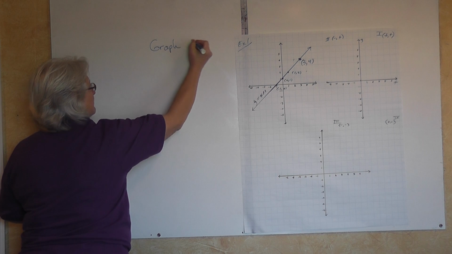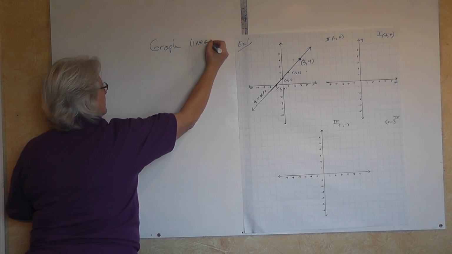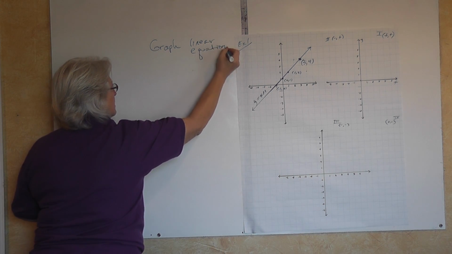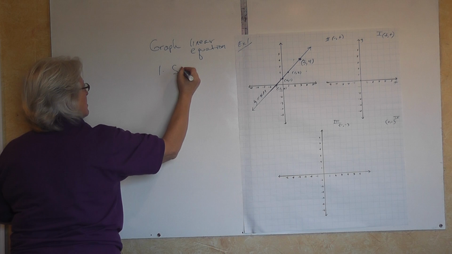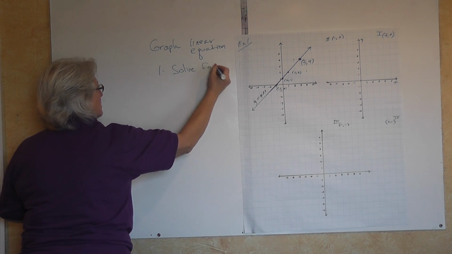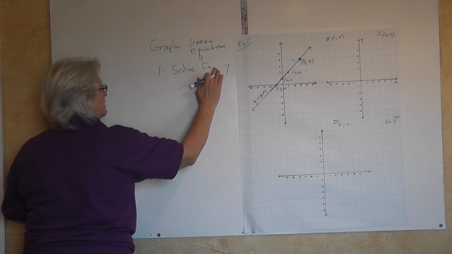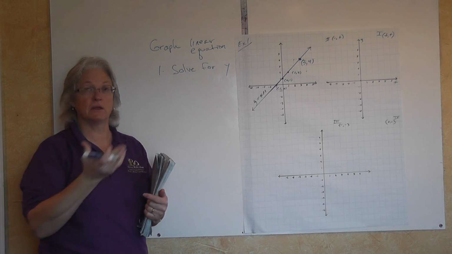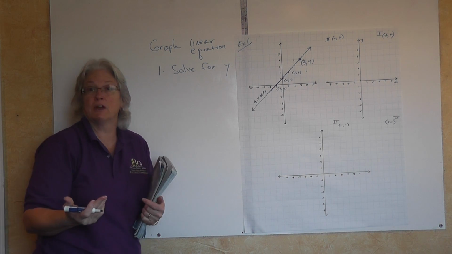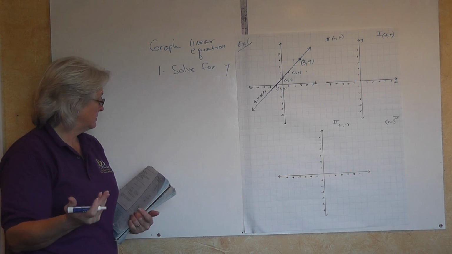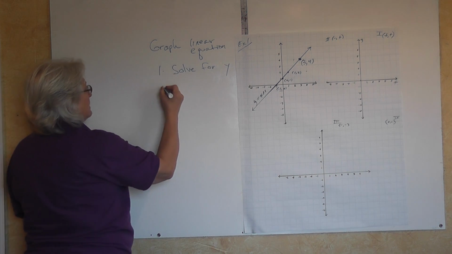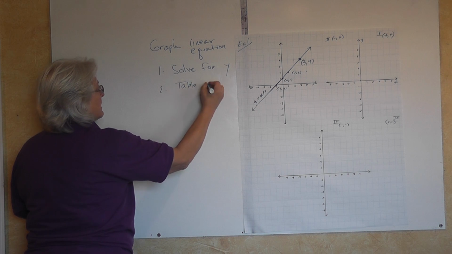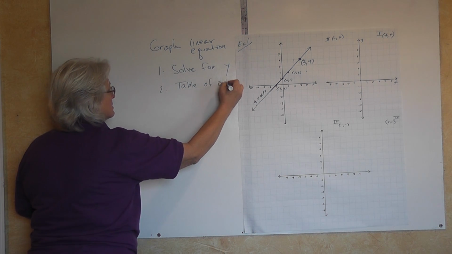If you want to graph a linear equation, the first thing that you need to do is solve the equation for y. Very first thing. In our example that we used, the equation was already solved for y, so we didn't need to do that. Now we want to make a table of ordered pairs, and we want to select at least 3 points.